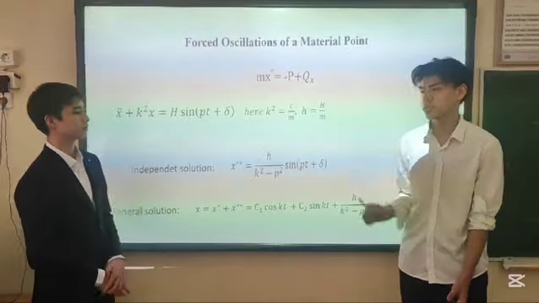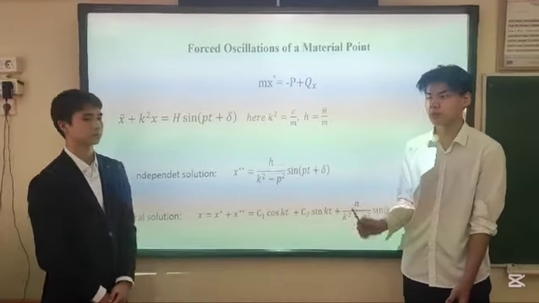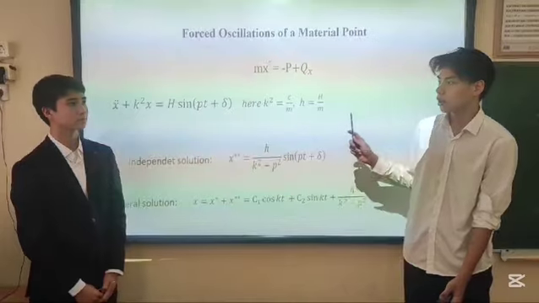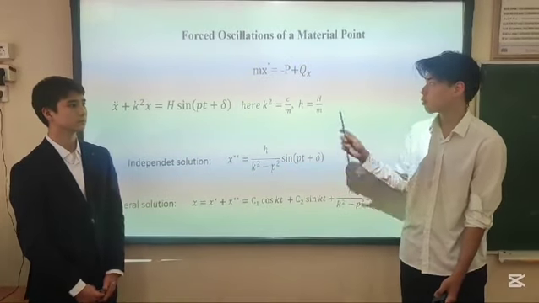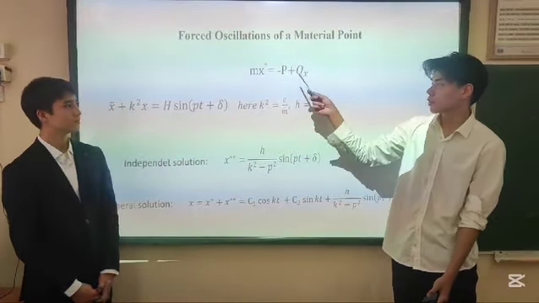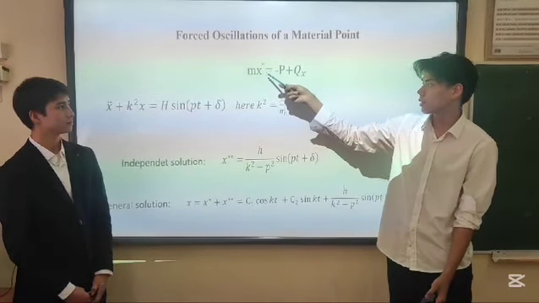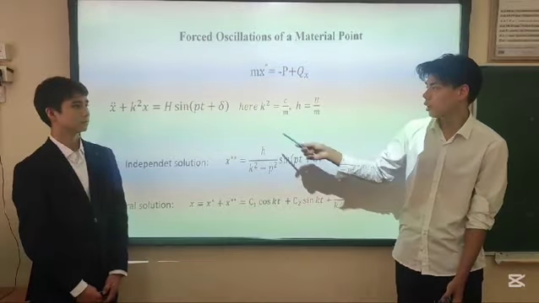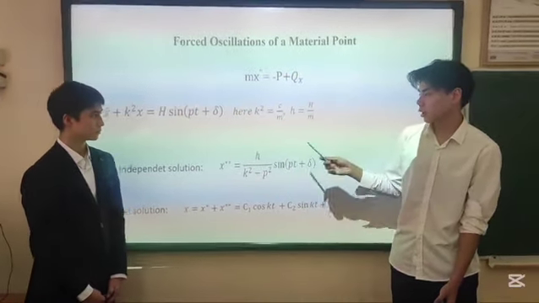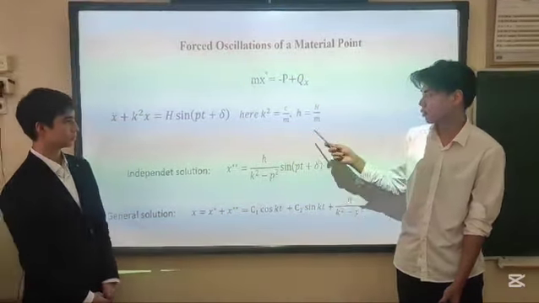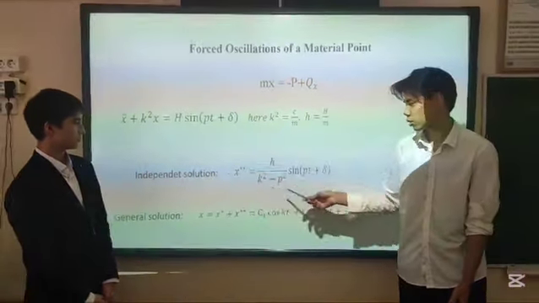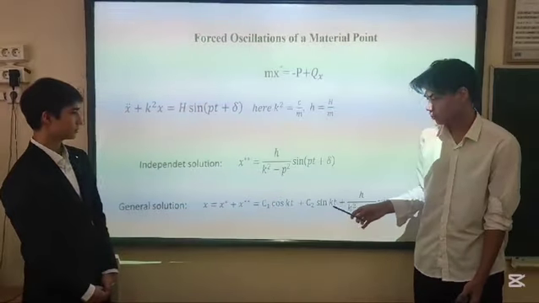First, oscillation of a material point. When a material point is subjected to a restoring force and periodically varying external forces, it performs forced oscillation. Its differential equation is m times the second order derivative of x equals minus p plus q of x. Here k is the frequency of forced oscillation and h is the amplitude. Here are the independent solution and the general solution.